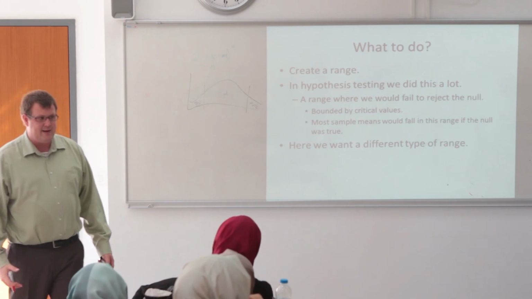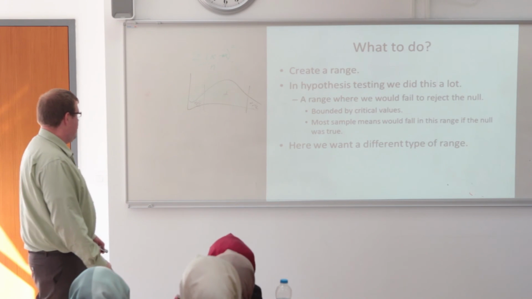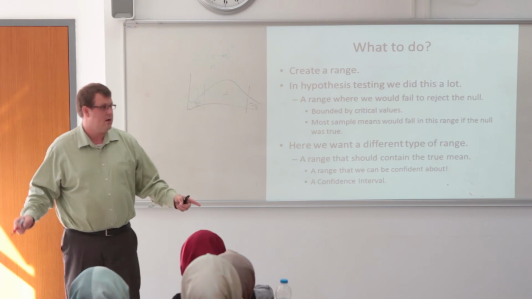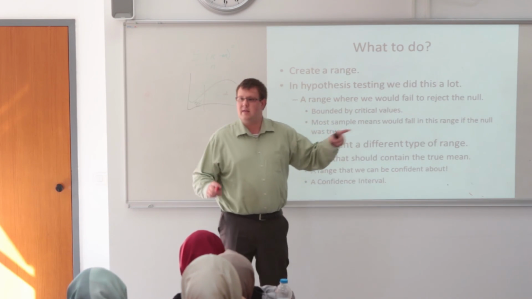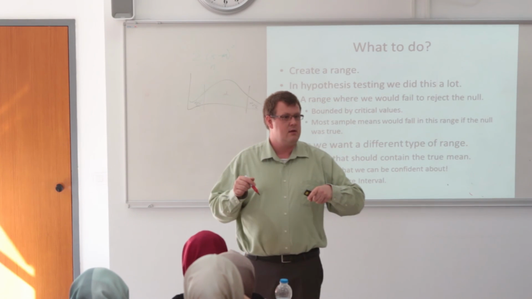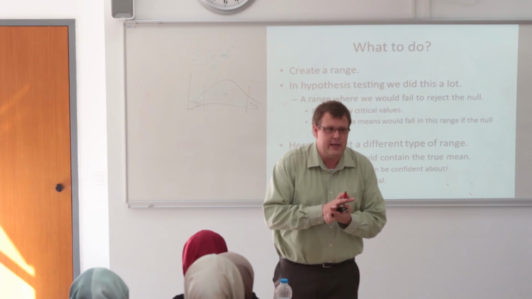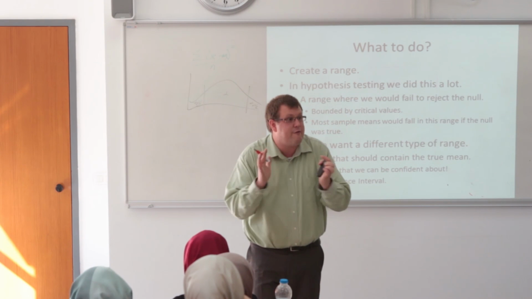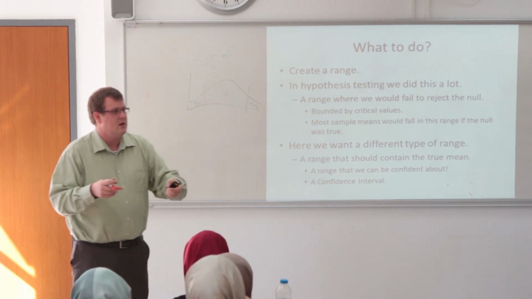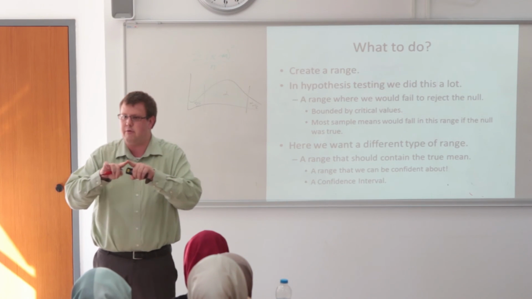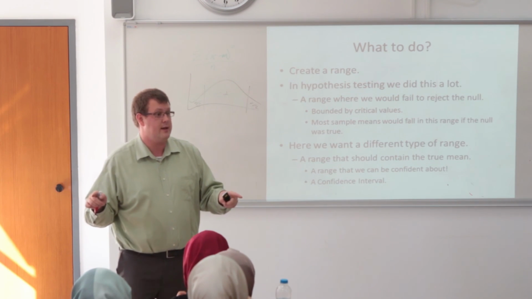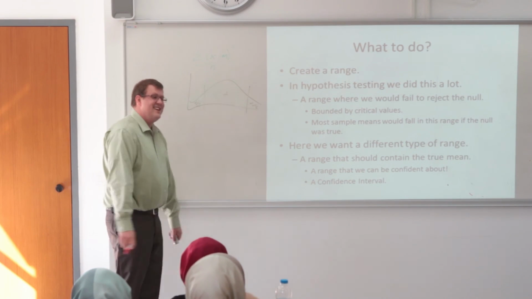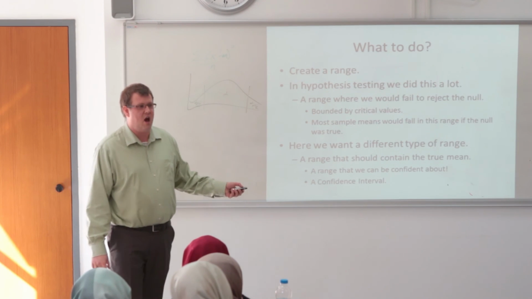Now, here we're going to calculate a different type of range. Here we want a range that should contain the true mean, right? Here we were calculating a range that sample means should fall in. So we had some true mean, or some hypothesis about a true mean, and we were creating a range that the sample mean should fall in. Here we're doing sort of the opposite. We have a sample mean, and from this we want to create a range that the true mean should fall in. Okay? This is a range that we can be confident about. The name for this is a confidence interval.